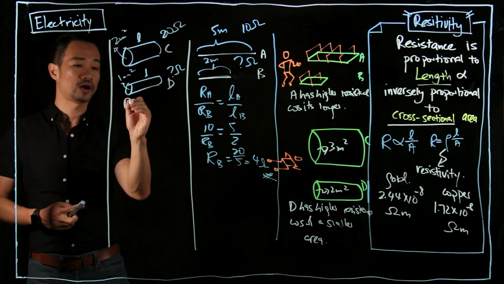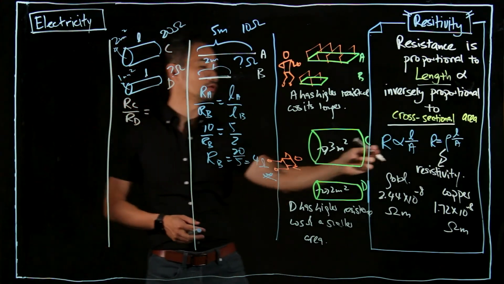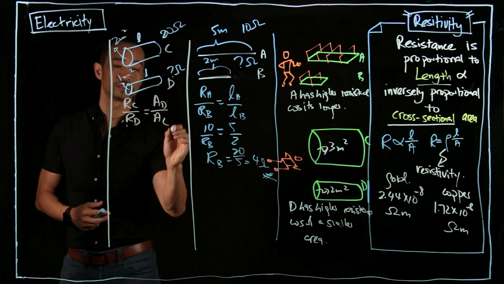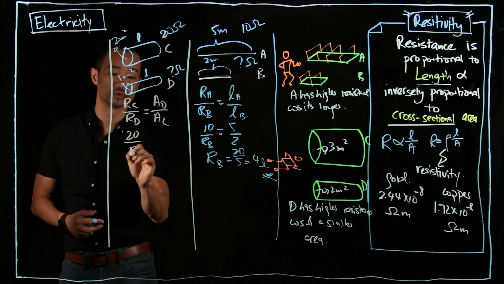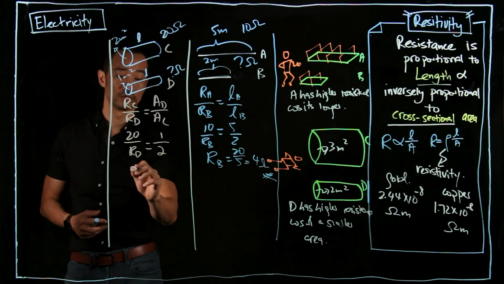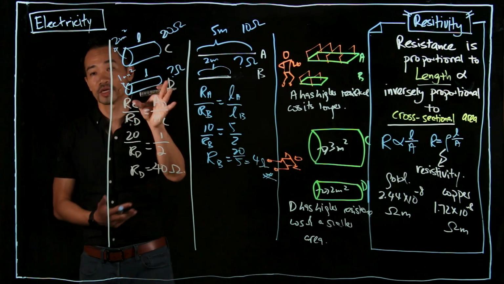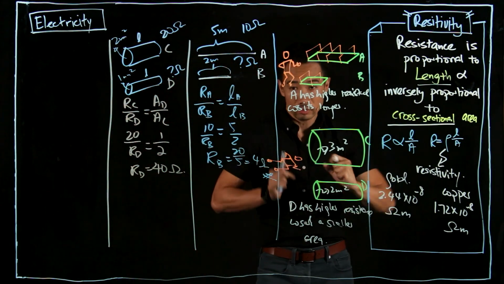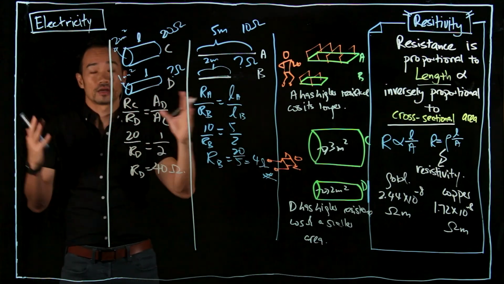So now RC over RD, and since cross-sectional area is inversely proportional, I will put AD on top over AC. So RC is 20, RD is what we want to know. AD is actually 1, AC is 2. So RD is equal to 40 ohms. Does it make sense? Yes. Tighter wire, remember our soldier guy? Tighter hole, halfway, stuck. Higher resistance. I hope you get it so far.